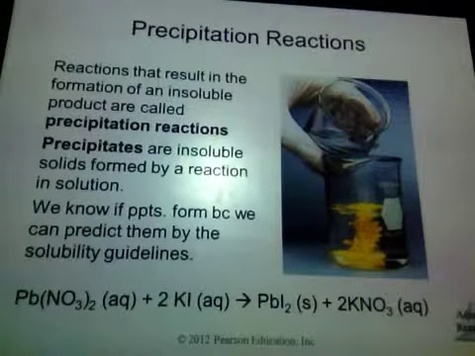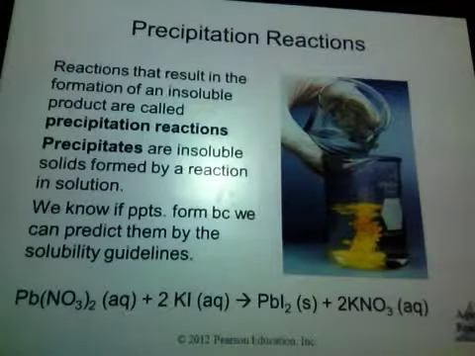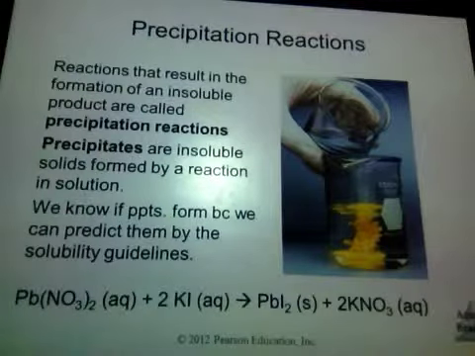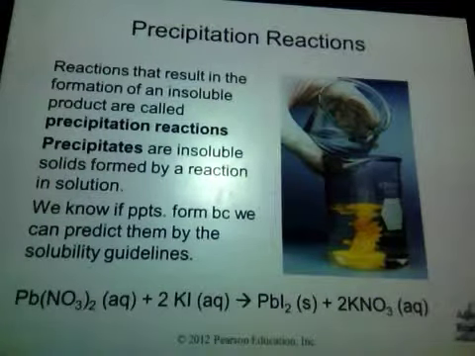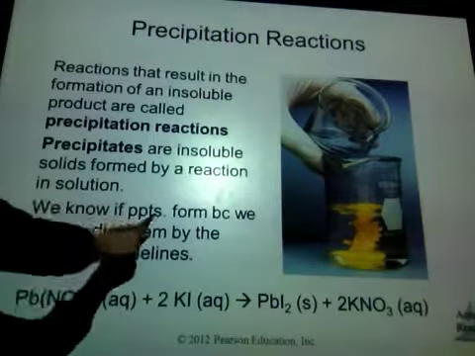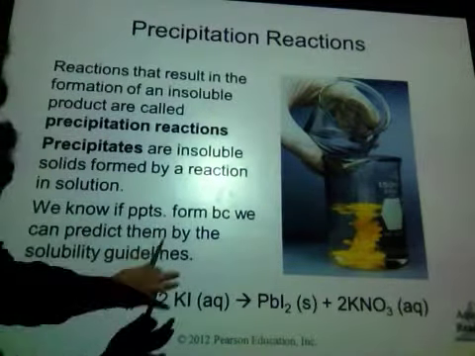Okay, in terms of precipitation reactions, we already know that a precipitation reaction results in the formation of an insoluble product, which just means that we are creating a solid, insoluble, meaning that I can't get it to dissolve in solution. So reactions that result in the formation of an insoluble product are called precipitation reactions. Precipitates are insoluble solids that are formed by a reaction in a solution. Remember we have abbreviated precipitates before as PPT, so precipitates, PPTS.